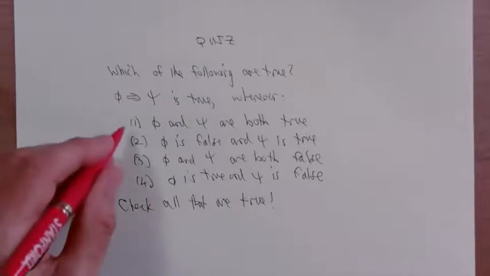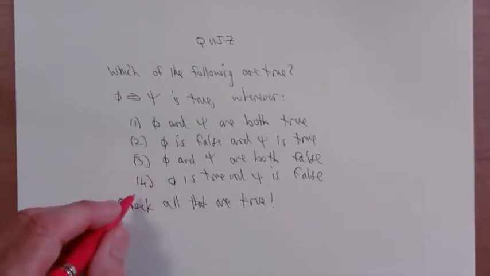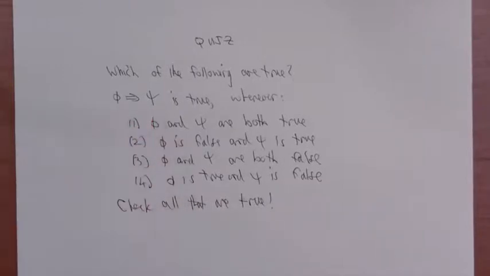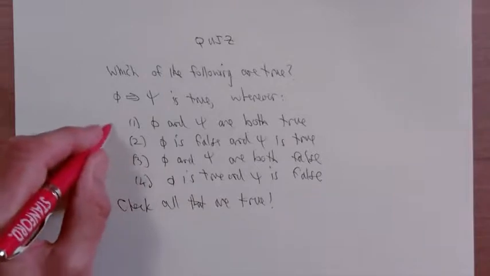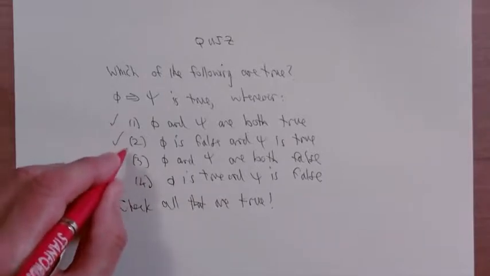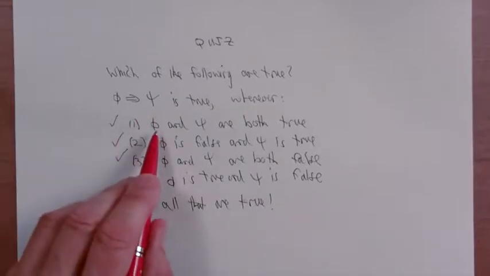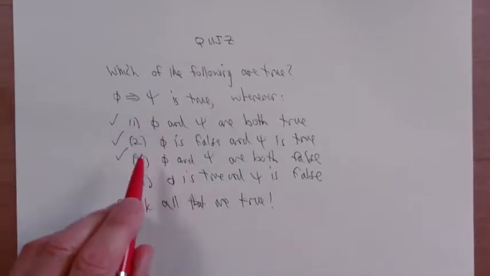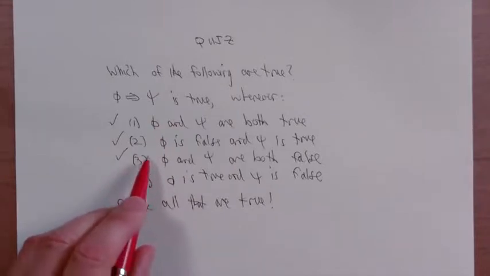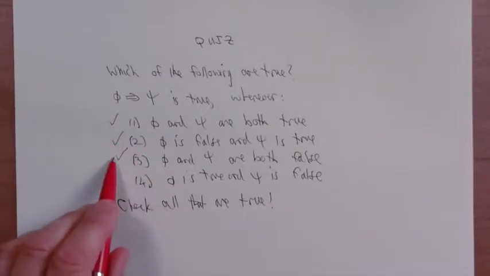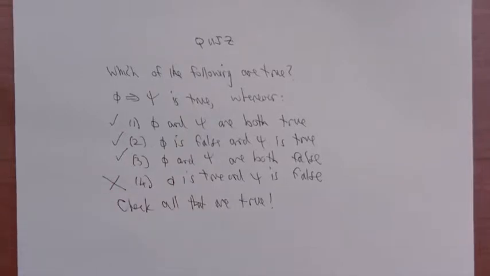Well, which of these 4 conditions tell you when phi conditional psi is true? The answer is 1, 2, and 3. Phi conditional psi is true either when 1 is true, or when 2 is true, or when 3 is true. The only time when phi conditional psi is false is when 4 holds. So the correct answer is 1, 2, and 3, and 4 is not. Okay, now you can open that champagne.